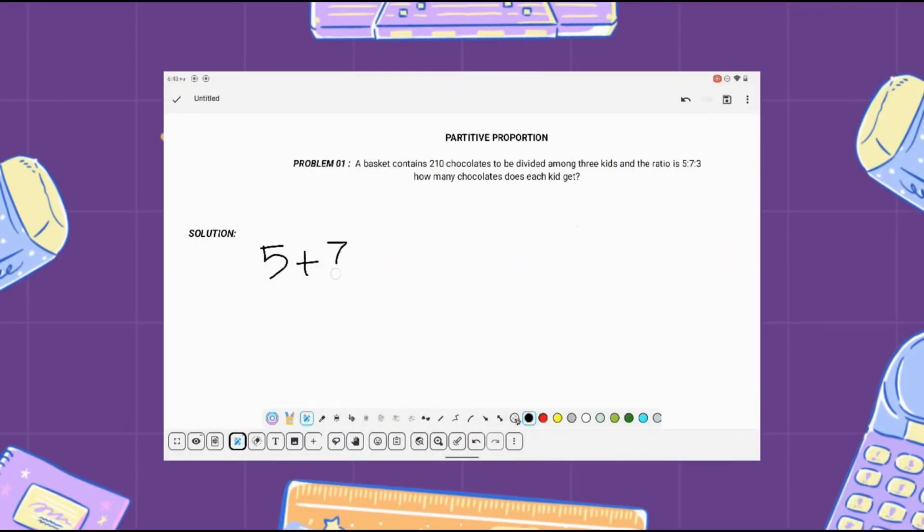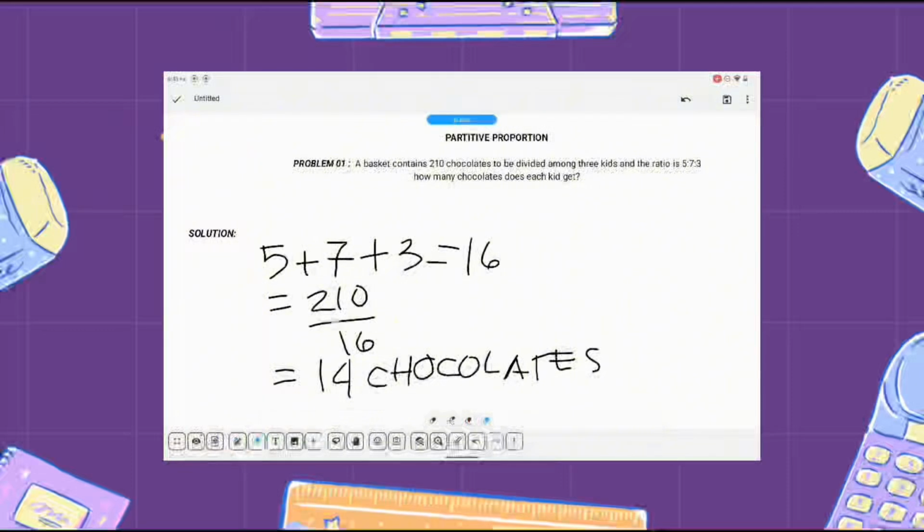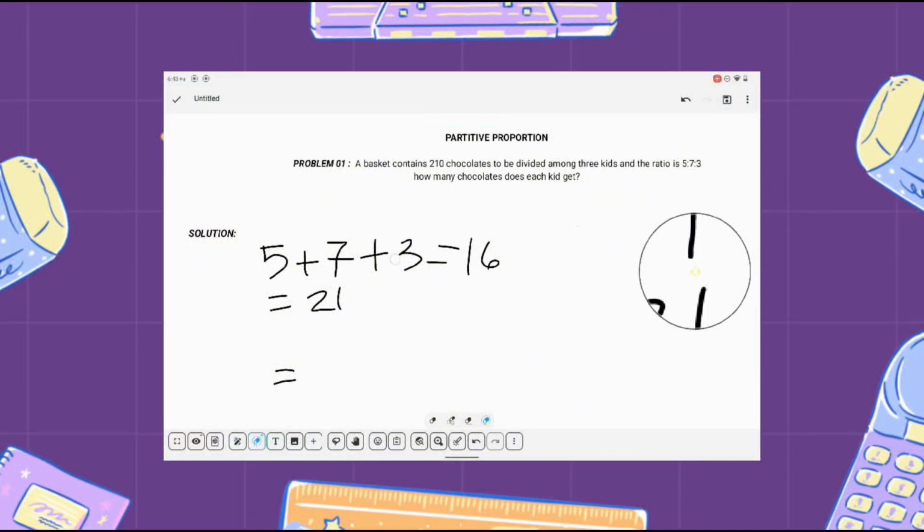To solve this, we first add up the parts in the ratio. 5 plus 7 plus 3 equals 15 parts. Next, we divide the total number of chocolates by the total parts. 210 divided by 15 equals 14 chocolates per part.